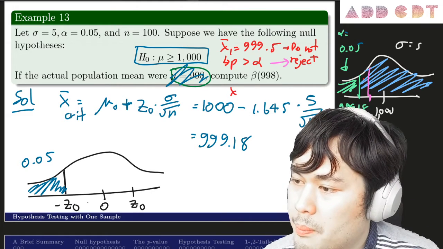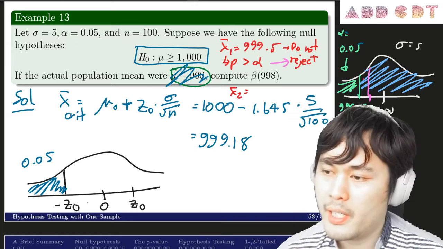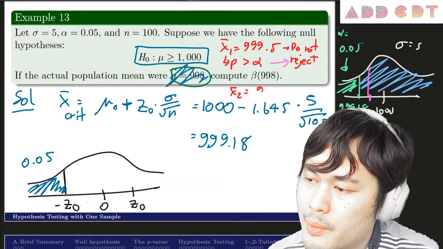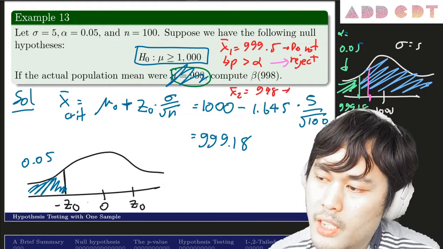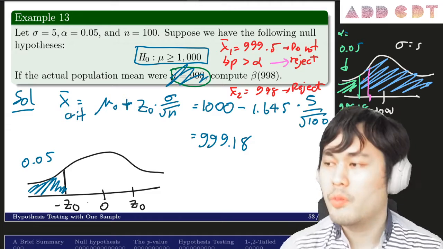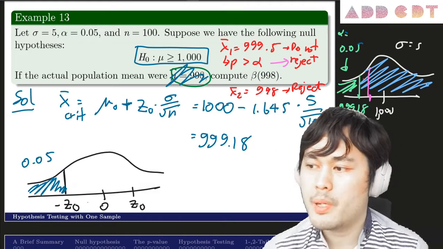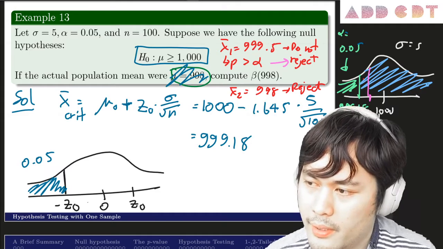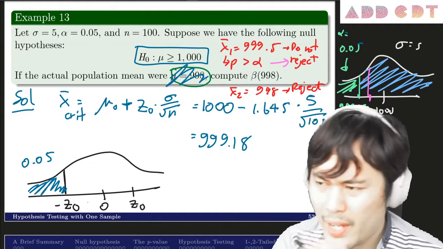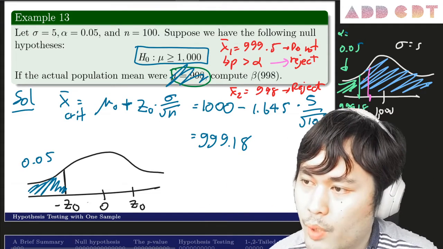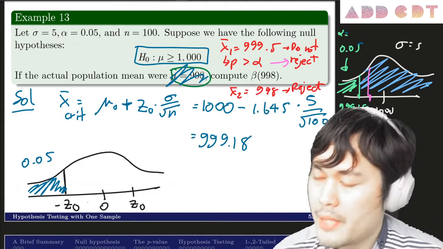Let's say we collect different samples and get an x bar of 988. That means we would have rejected this one. We would have rejected our null hypothesis. If it were 998, in this case, we would have rejected. Right. So that's just this curve.